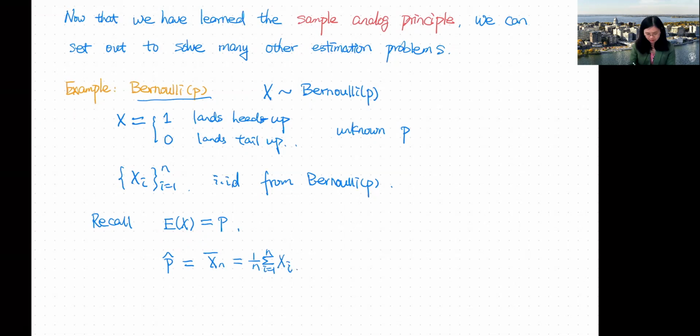So this is an estimator suggested by the sample analog principle. And we know from previous discussion that the sample mean is an unbiased estimator of the population expectation. So your p hat is an unbiased estimator of p.